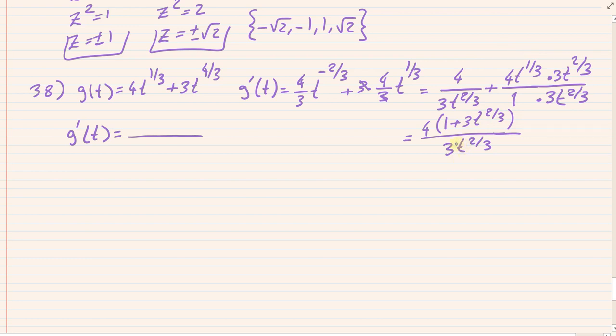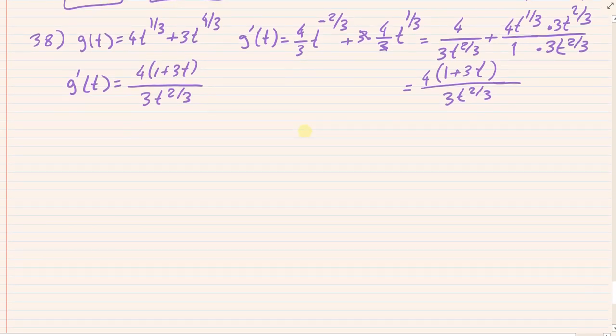Oh, actually, I didn't do that part right. In the numerator, t to a third times t to 2/3 is t to 3/3, or just t. Actually, that works out nicely. There. Now I'm going to copy that over here. So it's 4 times (1 plus 3t) over 3t to 2/3. Okay, now that's our g prime.